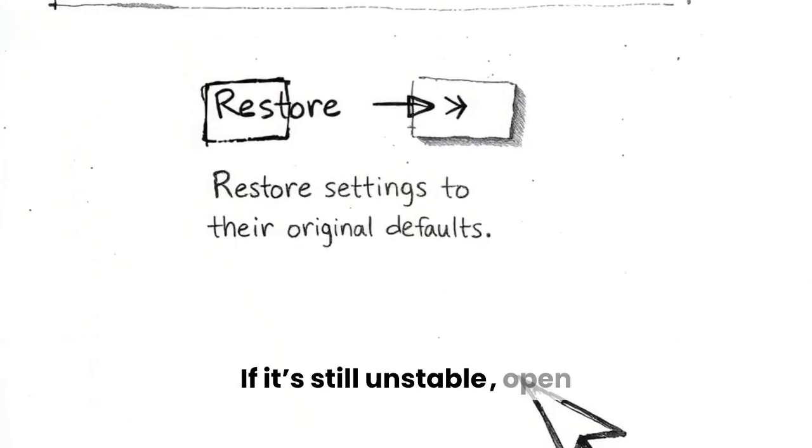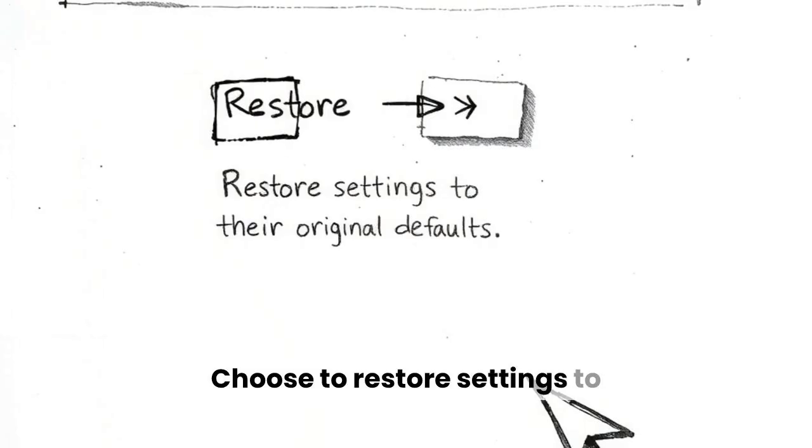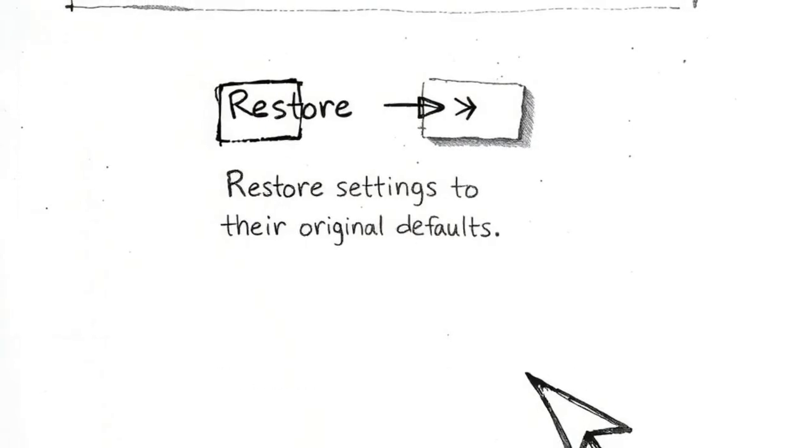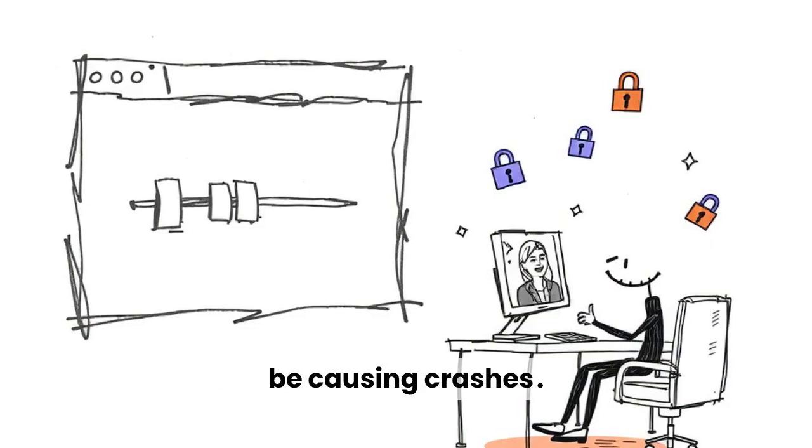If it's still unstable, open Settings and search for Reset. Choose to restore settings to their original defaults. This keeps your data but turns off custom tweaks that might be causing crashes.